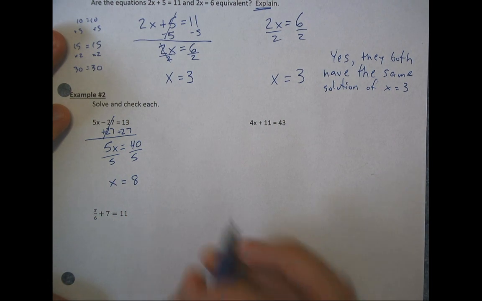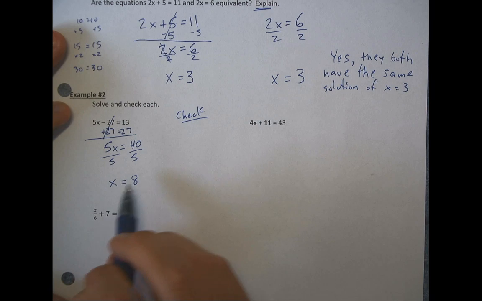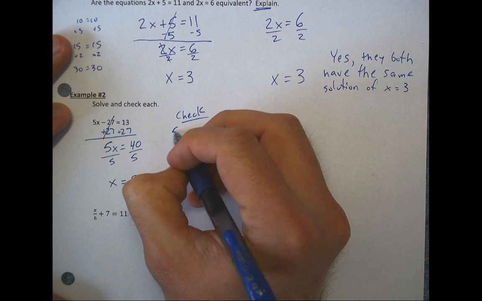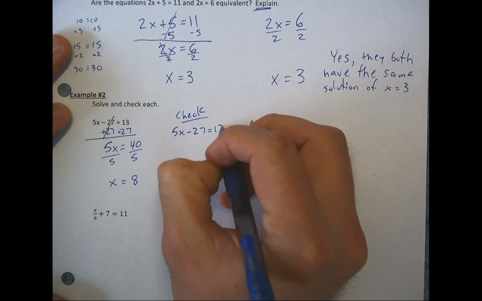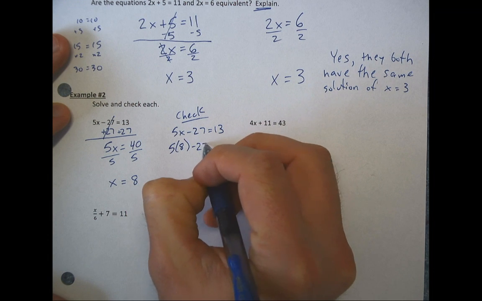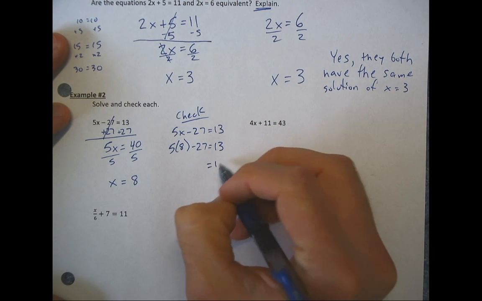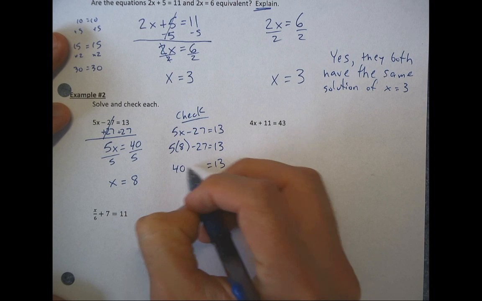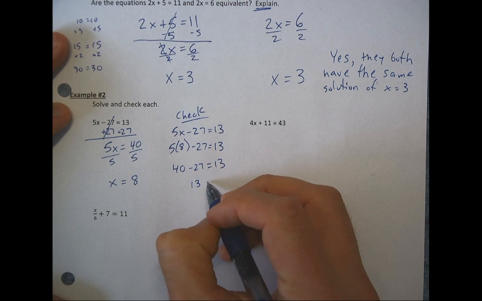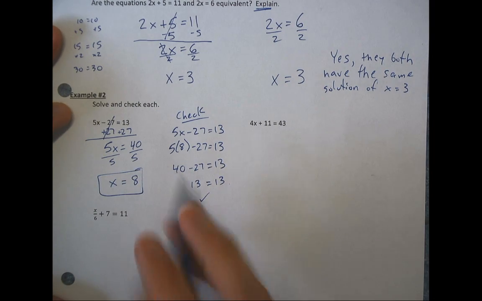Now I'm going to show a check. Check is important. If I can plug this back into the original equation and both sides come out equal, then I know my answer is right. So going back to 5x minus 27 equals 13, replace x with the value that we think is the solution, and then simplify both sides. The right side's already simplified. It's going to stay 13 the whole time. And we're just going to walk through the simplification process of the left side. And we do end up with 13 equals 13. So I know my answer of x equals 8 is correct.